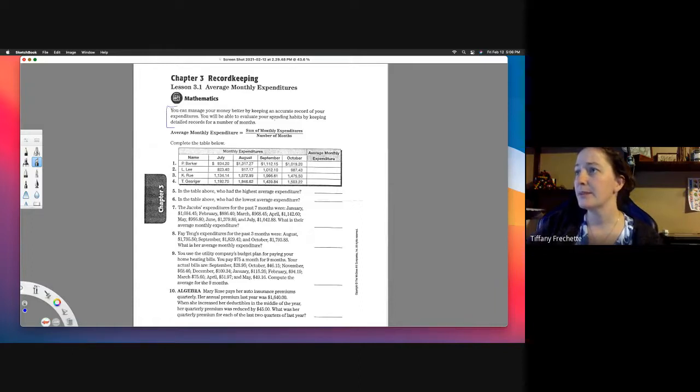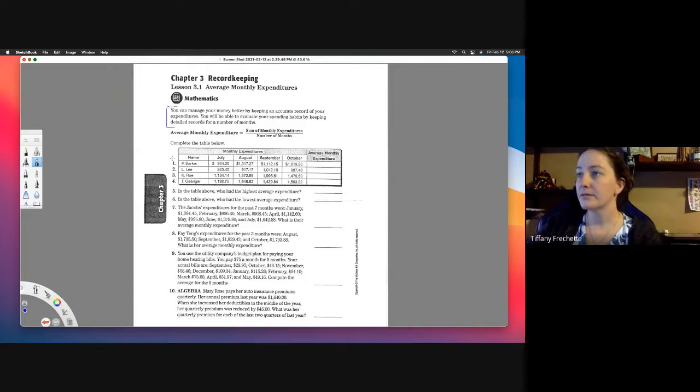You can manage your money better by keeping an accurate record of your expenditures. You will be able to evaluate your spending habits by keeping detailed records for a number of months. So, your average monthly expenditures just simply equals the sum of your monthly expenditures, so all of them added together, divided by the number of months that you're looking at. So, it gives you an average. About how much do you normally spend in any one month?